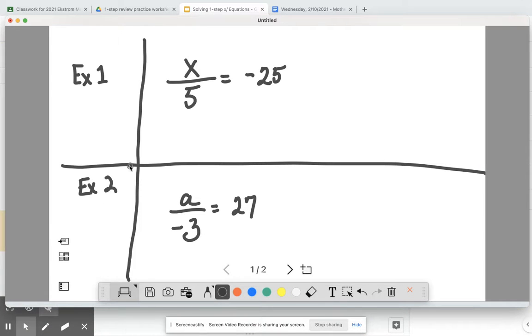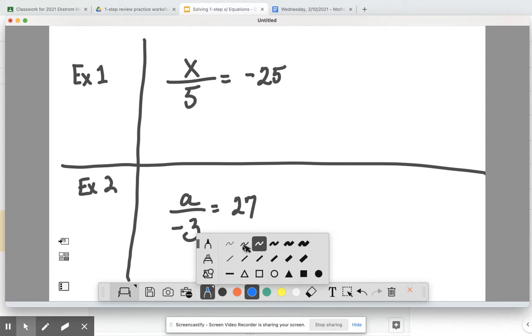Alrighty, now we're going to solve some one-step division equations. Example number 1: a number x divided by 5 is going to give me negative 25. Here I identify what they are doing to the x. They're dividing by 5. In order to undo that, I need to multiply by 5 on both sides.